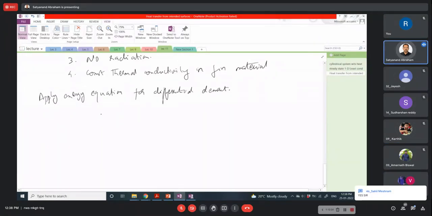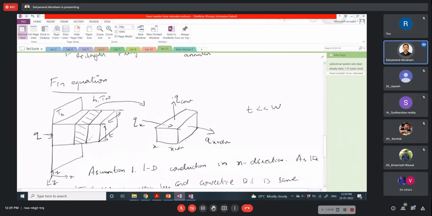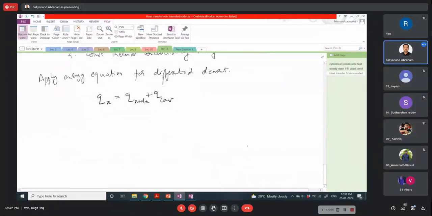So the energy condition we said is that whatever heat comes in at the X location, a part is going to be conducted out, and another part is going to be convected out. We call this dQ convection because it is just a small portion of the convection. Q convection means the full energy being convected, but here we are talking about a small surface area only. Whatever heat is conducted in, a small part is convected out, and the rest continues in the conduction direction. This is the basic energy equation, from which we need to derive.